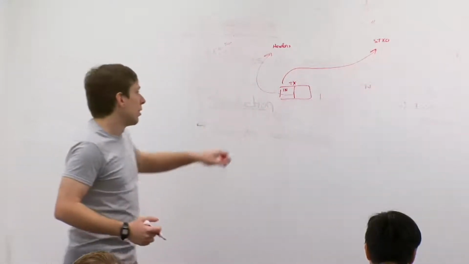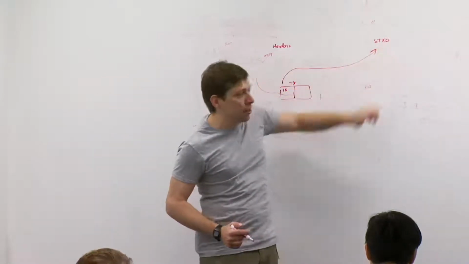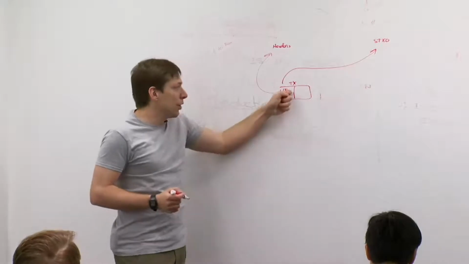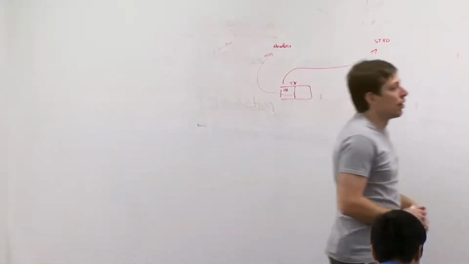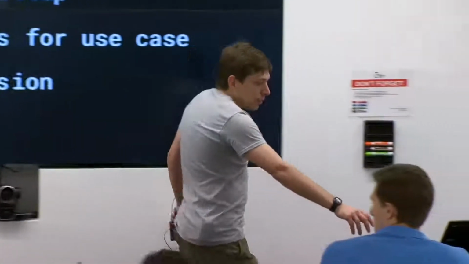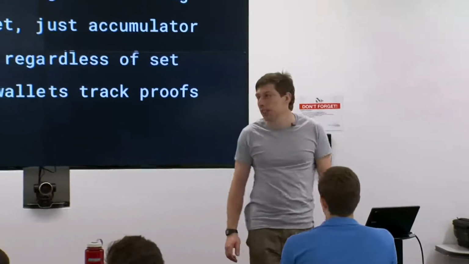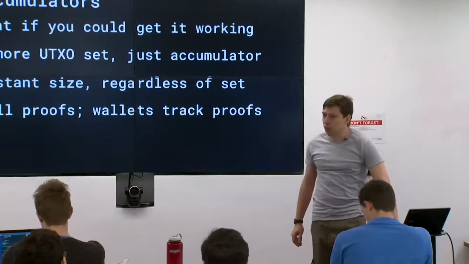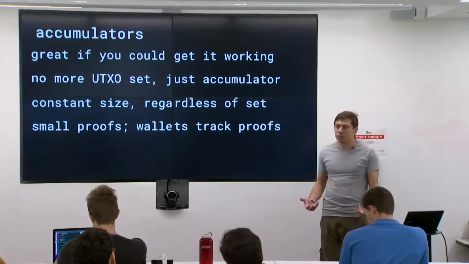So now you can accept that, oh, okay, he gave me an SPV proof. He gave me a non-inclusion to the STXO set proof. So I know this transaction, this input still exists and can be spent. So what this would do, if you get it working, is you don't need to store the UTXO set anymore. You just store the accumulator. And then everyone provides proofs that, hey, I've got these coins.